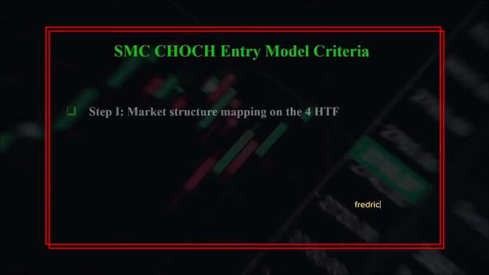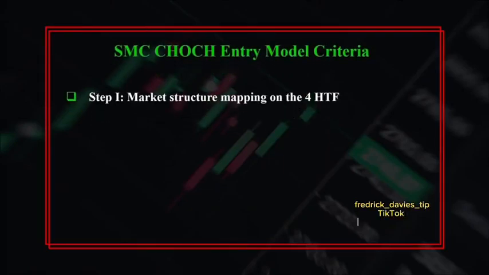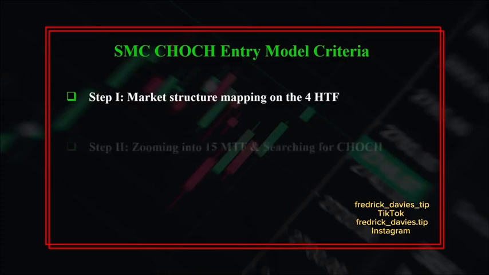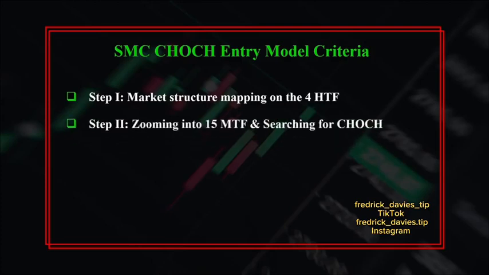Firstly, we should conduct market structure mapping on the 4-hour time frame and highlight unmitigated areas of interest, and wait for price to tap into the 4-hour time frame's demand or supply zone. In the second step, we shift to the 15-minute time frame to gain a clearer perspective on the price action and search for any signs of a change of character in market behavior.